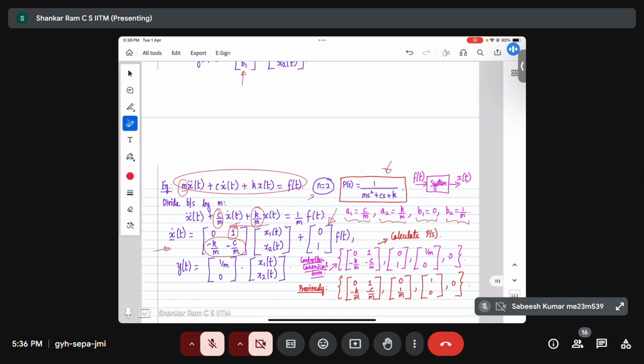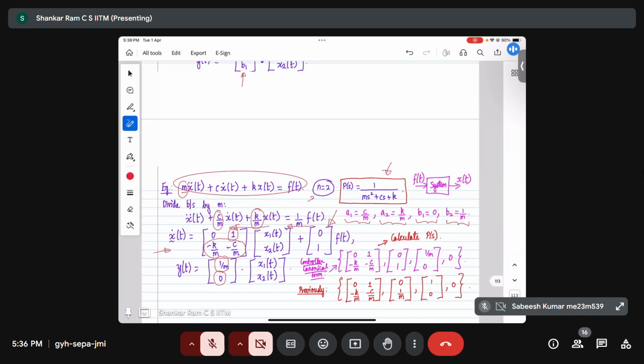Then what happens in the output vector? We start from the rightmost side. We go B2 and B1. B2 is 1 by m, B1 is 0. So, if you calculate P of S using that equation that we derived, C times (sI minus A) inverse B plus D, then you will see that you will get the same plant transfer function, 1 by ms squared plus cs plus k, right?